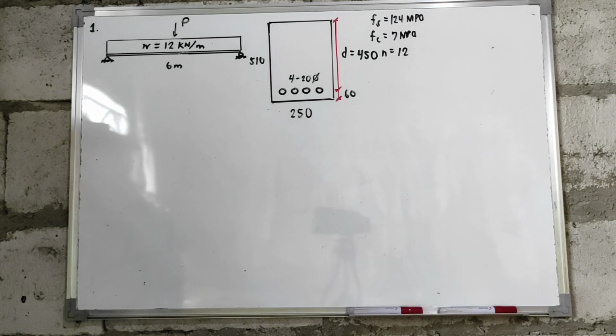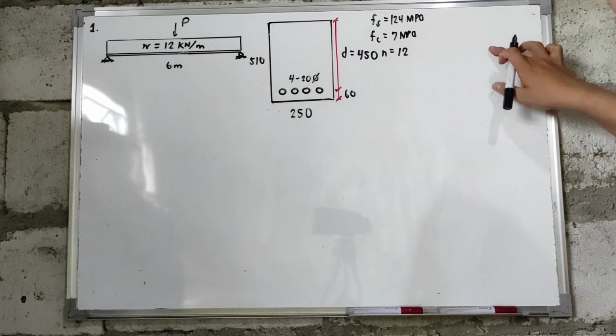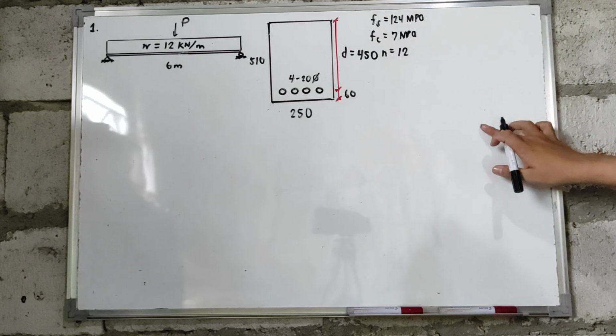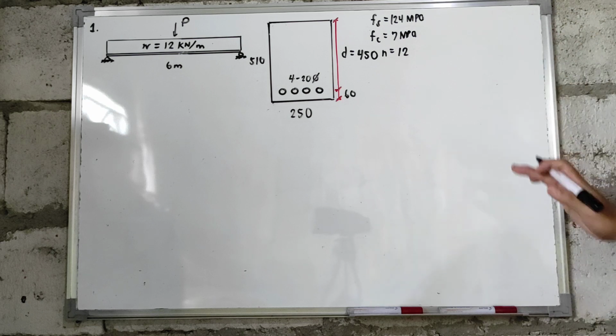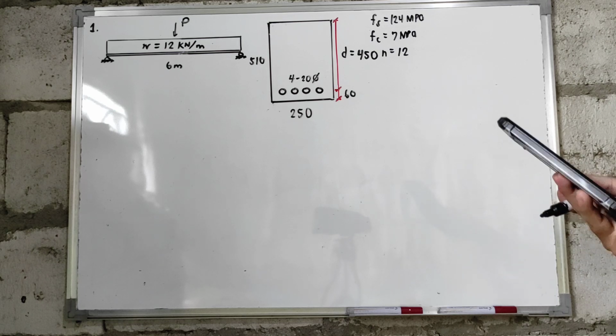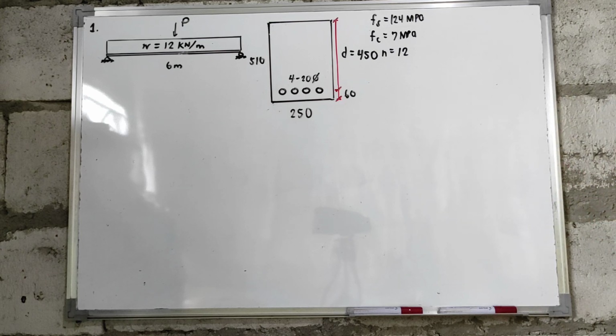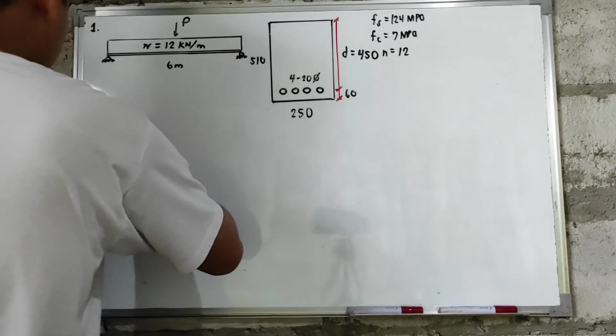So, yung general procedure lang naman natin dito is kukunin natin yung mga allowables natin sa flexure, sa shear, at saka sa bond stress. So, from that, kukunin natin yung pinaka-safe na value ng P natin. So, unang-una dito is, let us consider flexure muna. So, in considering flexure, kailangan muna nating malaman yung mga beam constants natin.